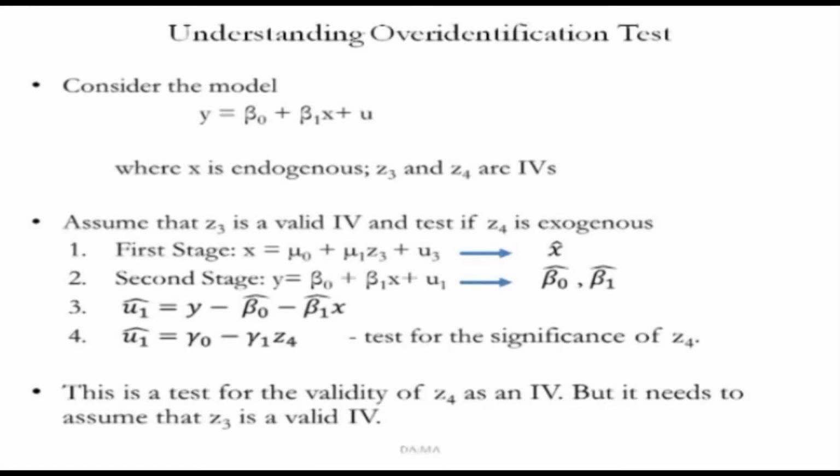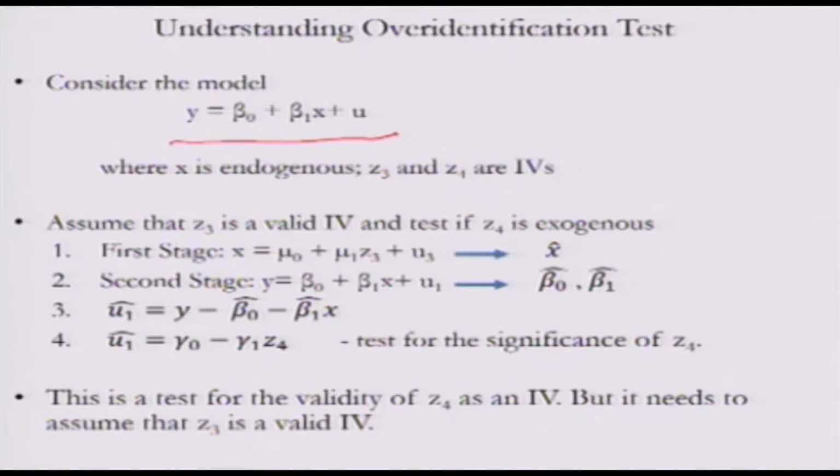So, what we saw intuitively on the previous slide, we are just now going to carry this out in a formal regression model, in a formal test. What you start with is a standard equation that you are interested in, the effect of x on y, and beta 1 is the coefficient of interest. And of course, x is endogenous, and that's why you want to use instrumental variables, and you use Z3 and Z4 as IVs. So, you have two instruments and one endogenous variable.